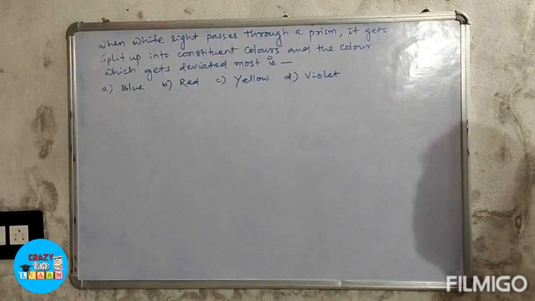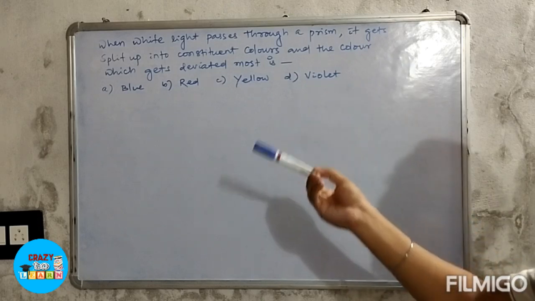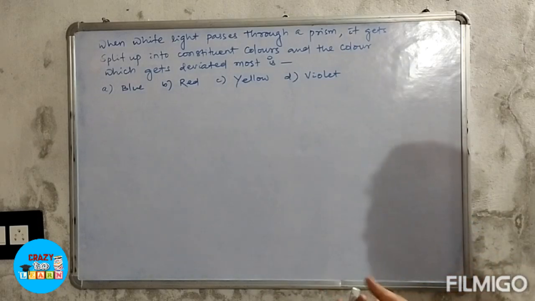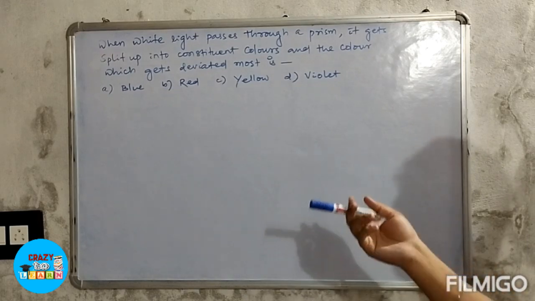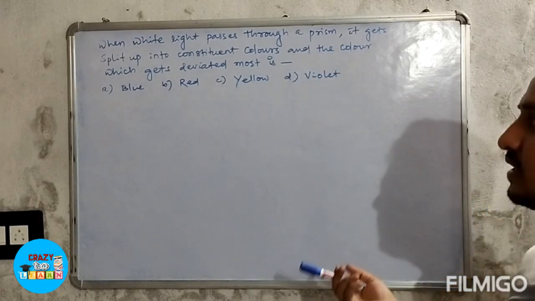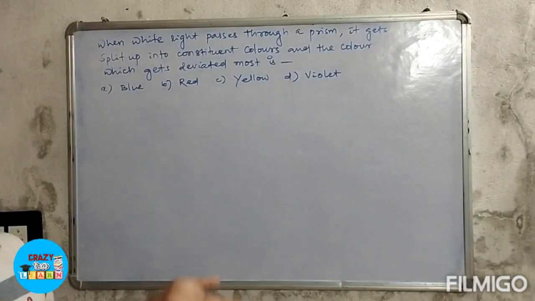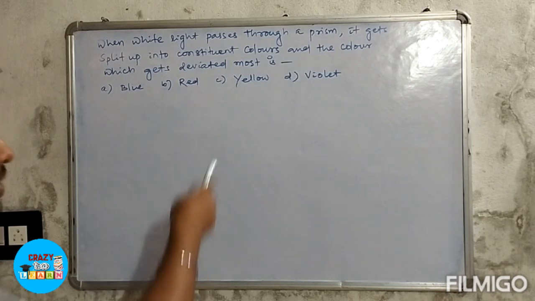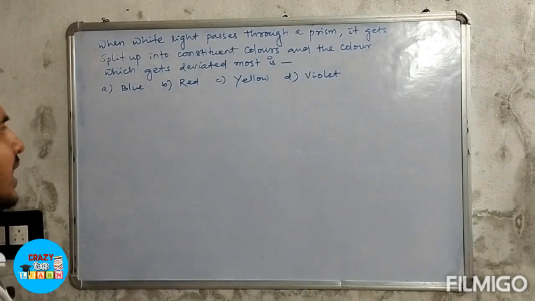Next question is, when white light passes through a prism, it gets split up into constituent 7 colors. We know it is called dispersion of white light. Okay, and the color which gets deviated most is, it is a direct question, blue, red, yellow or violet? Answer is violet. Without doing anything you can choose it, because in the picture in your textbook we get the picture like this.